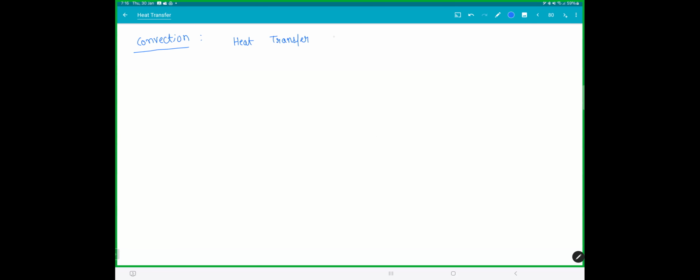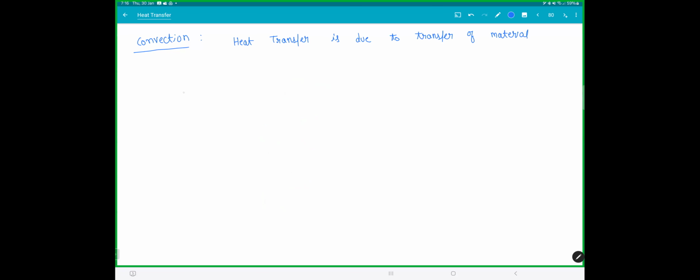So in convection, the heat transfer is due to transfer of material. Like I said last time, if I have to give you a pen and I'm standing here, I can pass on the pen, conduction. I can throw the pen, radiation. I can walk and give you the pen, convection. That's a simple analogy.